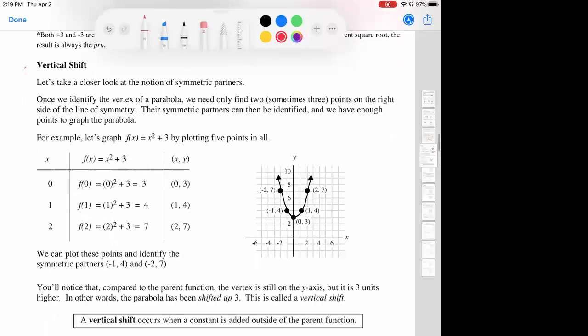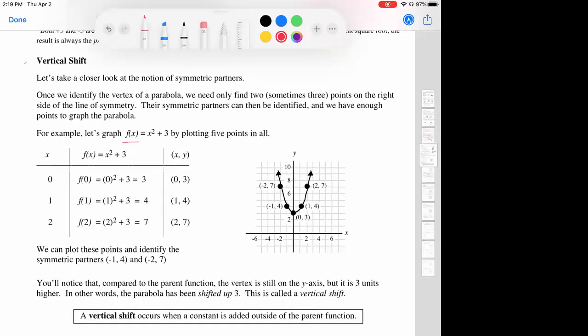So here they work with this graph, f of x equals x squared plus 3. And they were like, okay, let's be lazy. Let's only find 0, 1, and 2. All right, so we plug in 0 for x. 0 squared plus 3 is 3. And then let's plug in a 1 for x. So we have 1 squared plus 3 is 4. Let's plug in a 2 for x. So we get 2 squared plus 3, we get 7. So we have these 3 points. So we're only going to graph those points: 0, 3, 1, 4, and 2, 7.